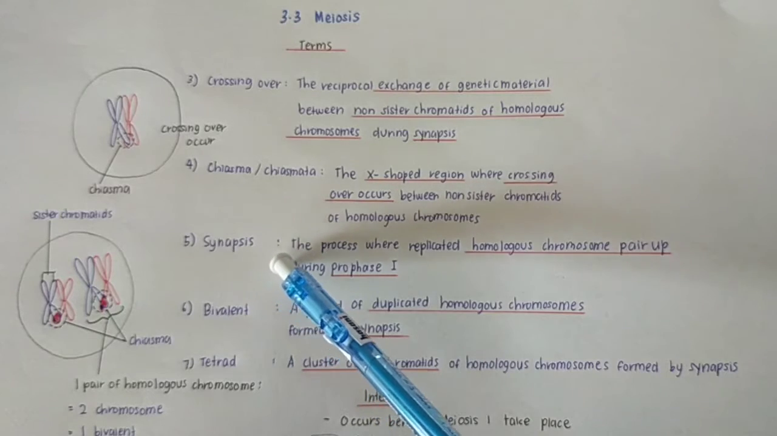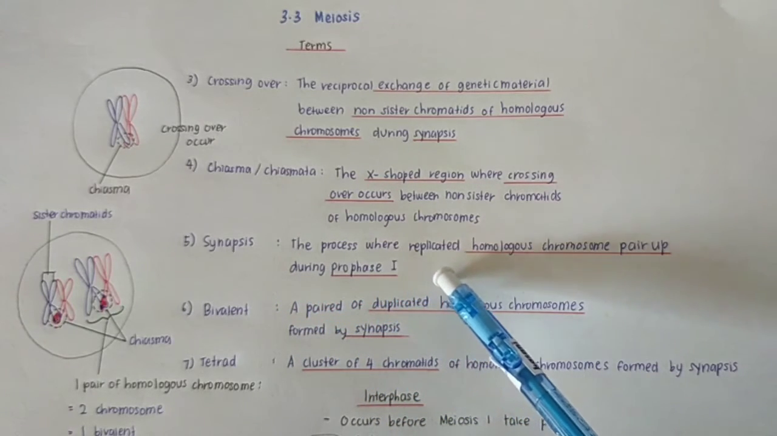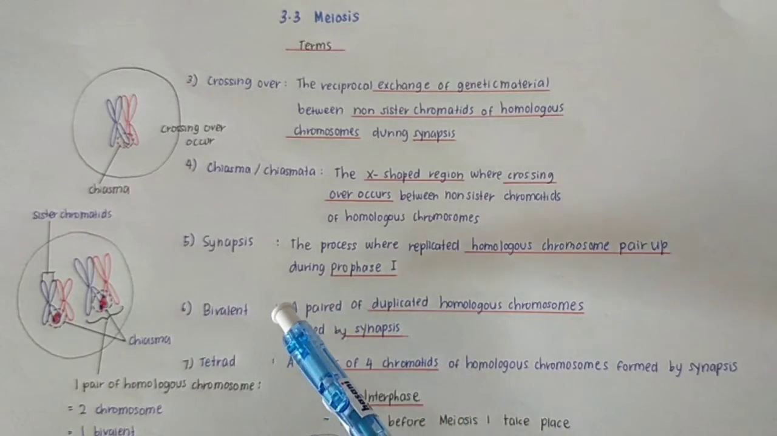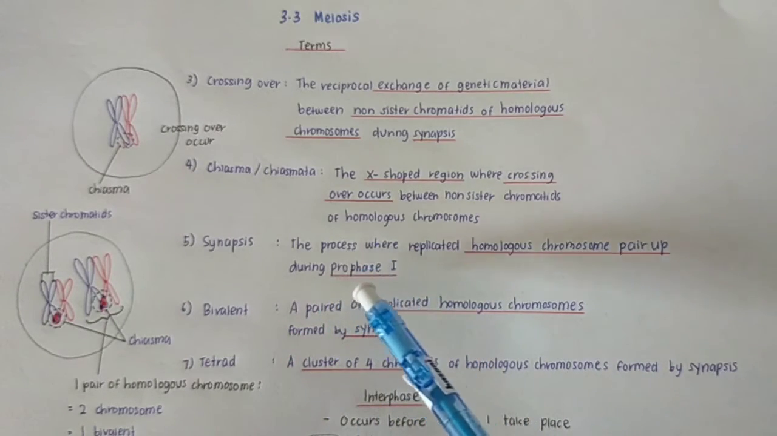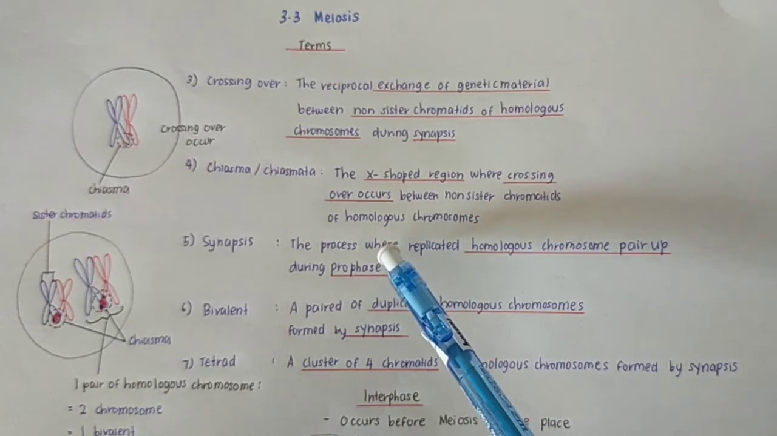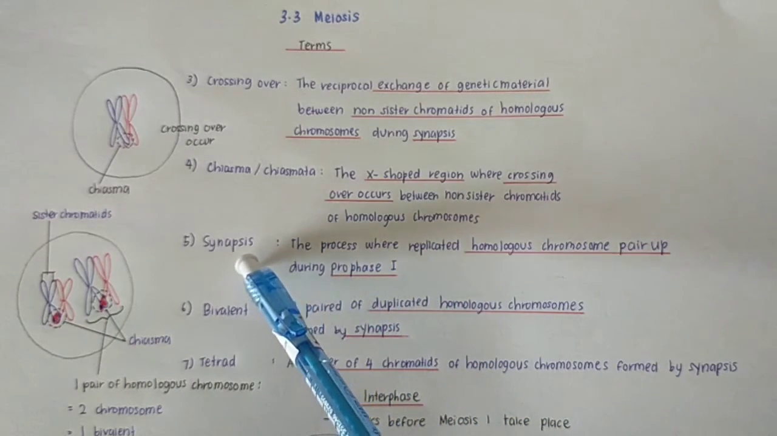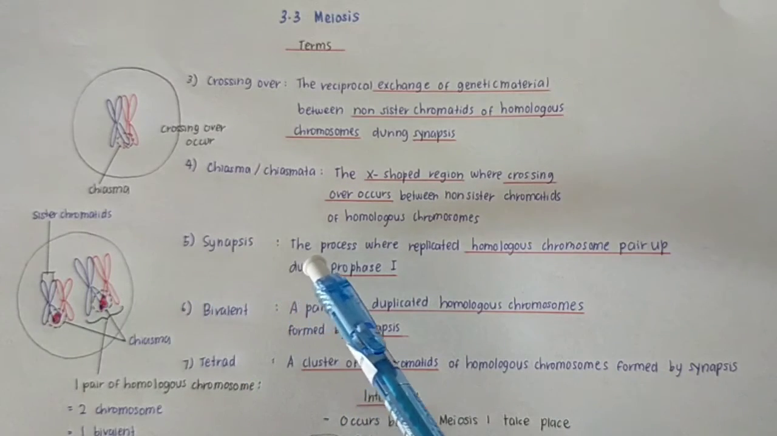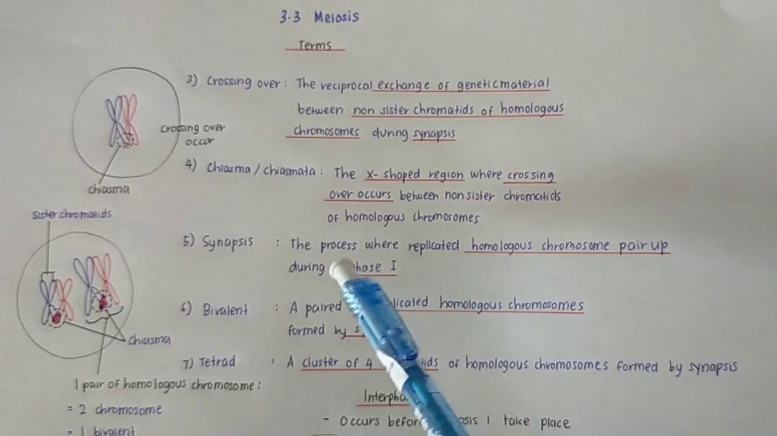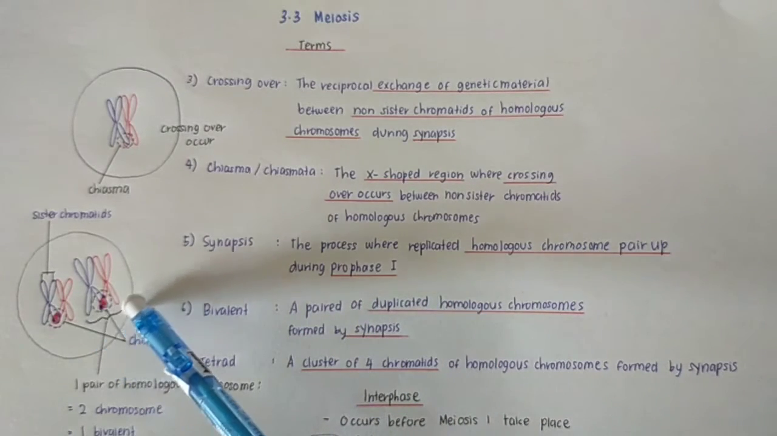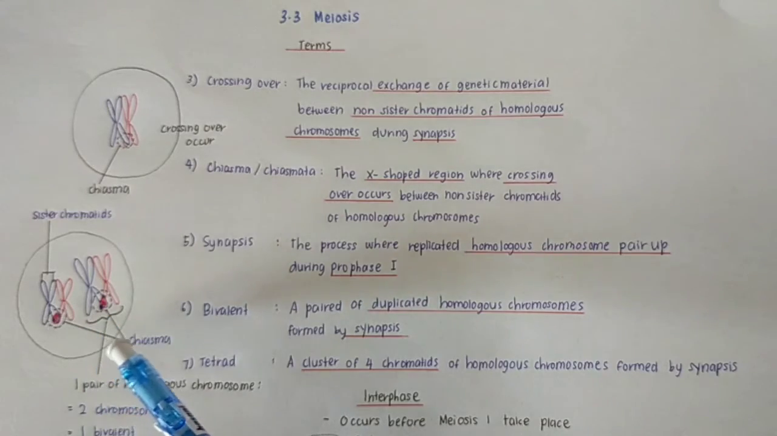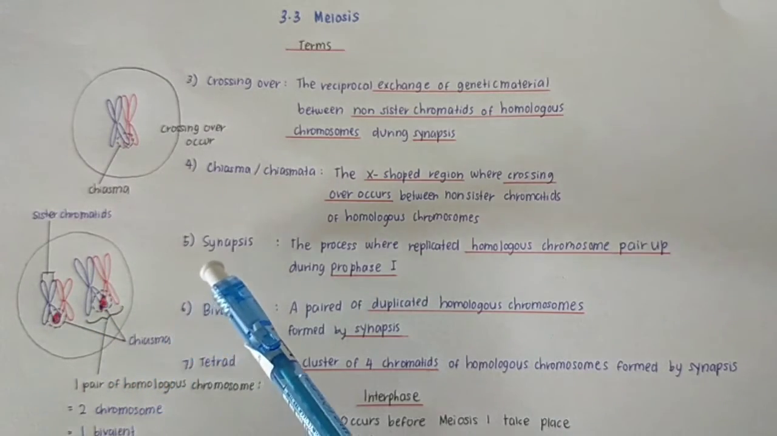Okay, and then next, synapsis. Okay, so what is synapsis? It is the process where replicated homologous chromosome pair up during prophase 1. Okay, so during prophase 1, there are several processes, okay, several events that you have to take note. So one of it is synapsis. So synapsis refers to the process where replicated homologous chromosome pair up. Maksudnya bila sahaja berlaku pairing up, okay, of homologous chromosome, okay, so proses pairing up tu kita panggil sebagai synapsis.